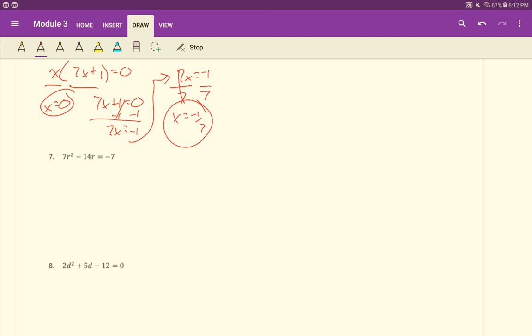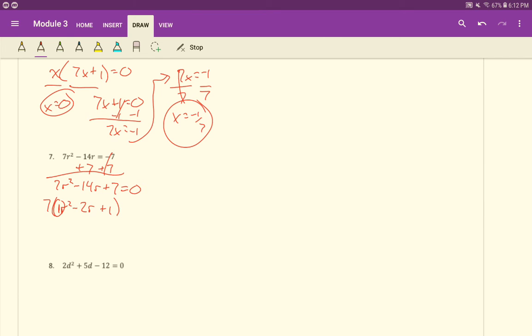Okay, number 7. What's the very first step we should do here? Make it equal to 0. So add 7 to both sides. We get 7r squared minus 14r plus 7 equals 0. And now we want to factor. Again, the first thing you should always check whenever you're factoring is, is there a GCF? And is there a GCF here? The answer is yes, there is. What can we factor out? We can factor out a 7.